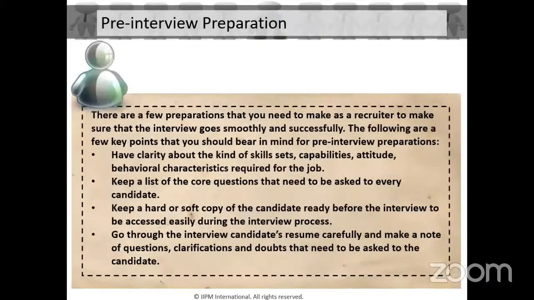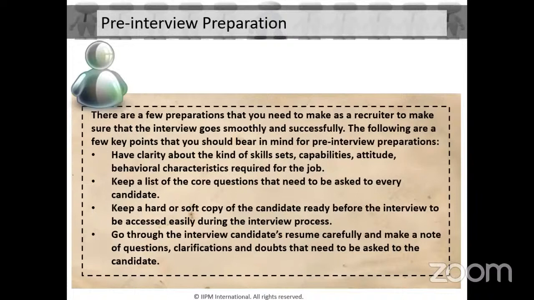Now, for the pre-interview preparation, there are a few preparations that you need to make as a recruiter to make sure that the interview goes smoothly and successfully. The following are a few key points that you should bear in mind for pre-interview preparations. Number one, you need to have clarity about the kind of skill sets, capabilities, attitudes, behavioral characteristics required for the job. We've said this before.